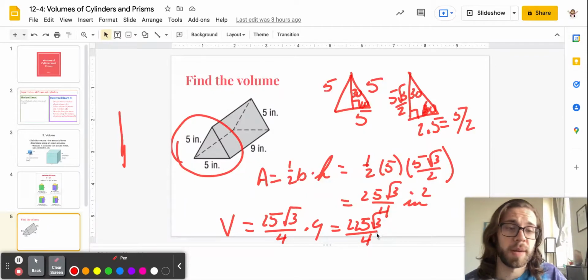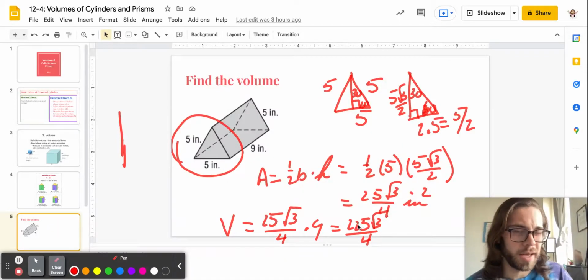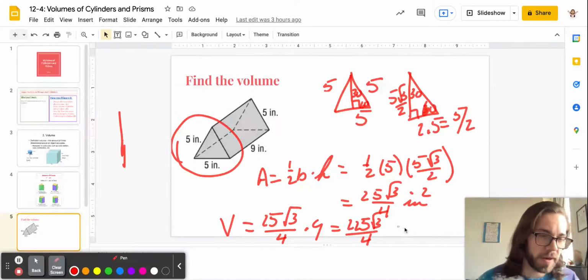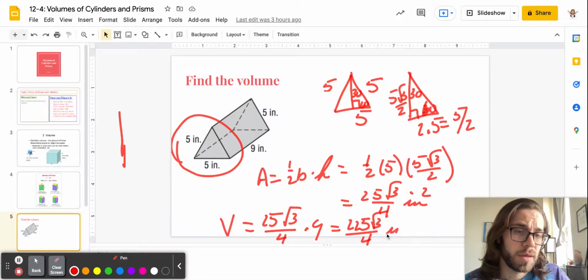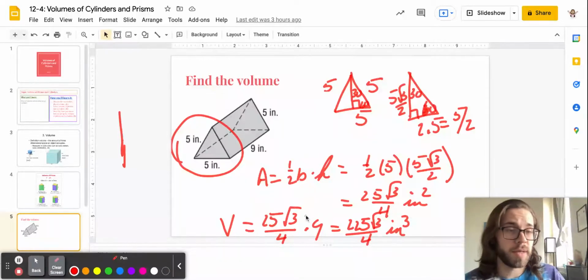times 2-ish divided by 4, so it's going to be roughly a little less than half of 225. But ultimately, you can just leave it as is. And don't forget it is inches cubed. So that is ultimately how you find the volume. Be careful, because you will potentially have to use either trig or special right triangles.